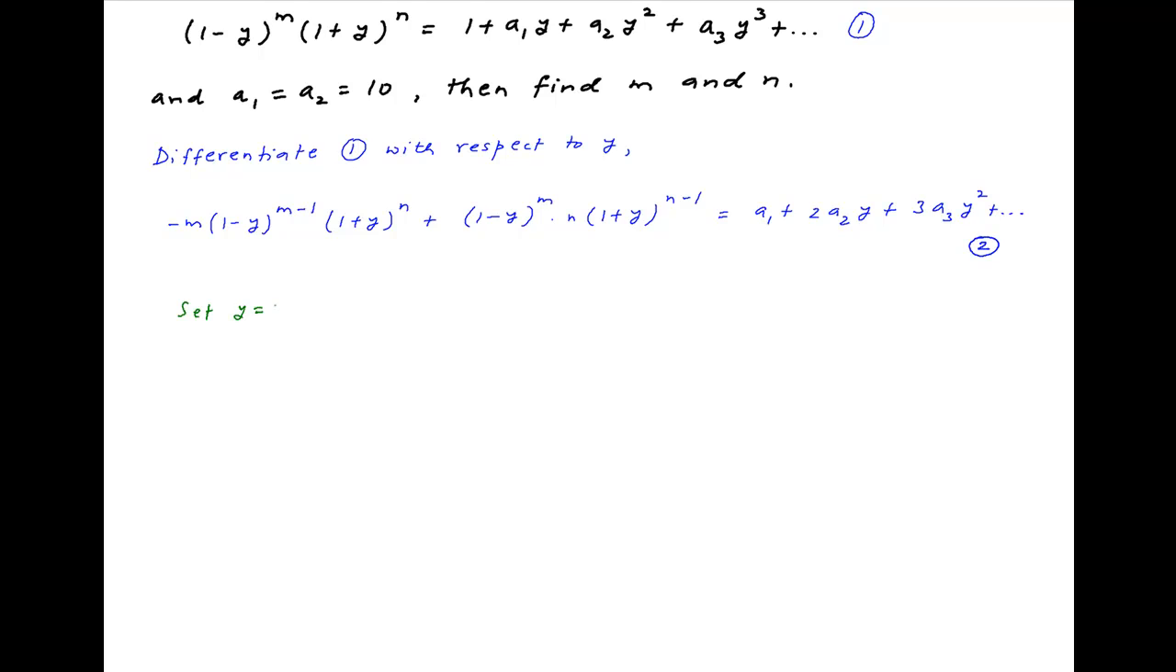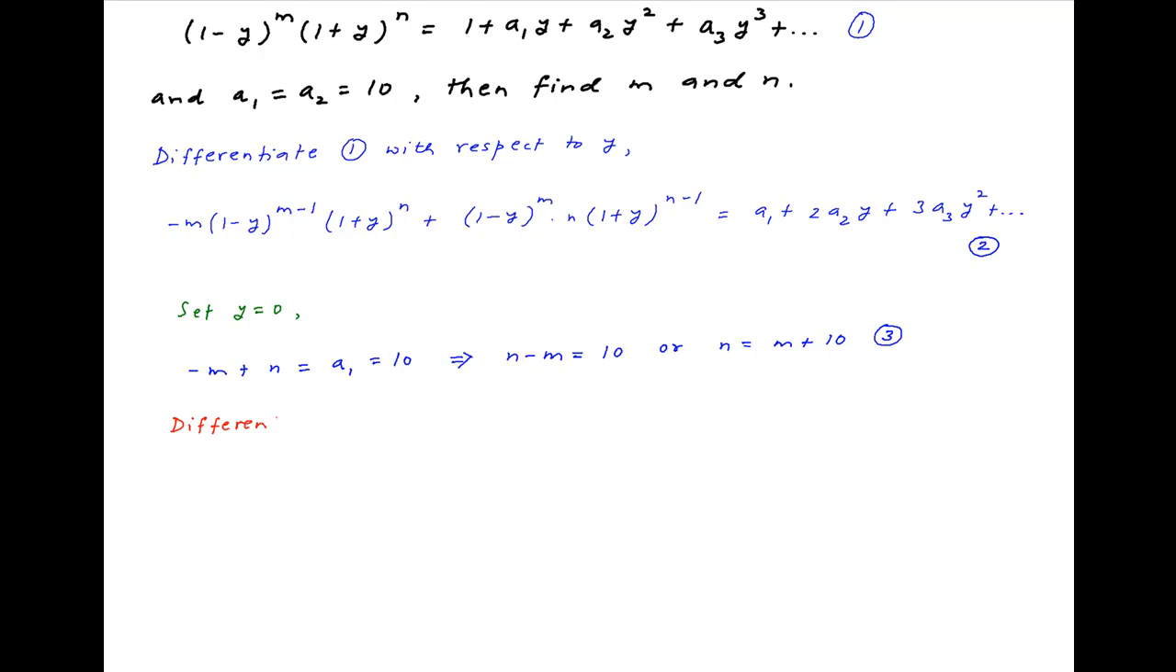Now set y is equal to 0. On the left hand side we get minus m plus n, which is equal to a1 on the right hand side. The value of a1 is given to be equal to 10, and therefore we get n minus m is equal to 10, or n is equal to m plus 10. Let's call this result 3.